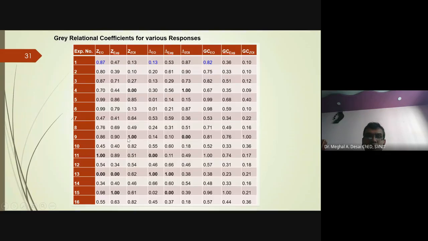If you see zone of inhibition, experiment number 9, the value is 1. So if by chance you have made any mistake, these cross checks are very useful. So we have found the normalized value, we have found the delta value, we have found GC for each.